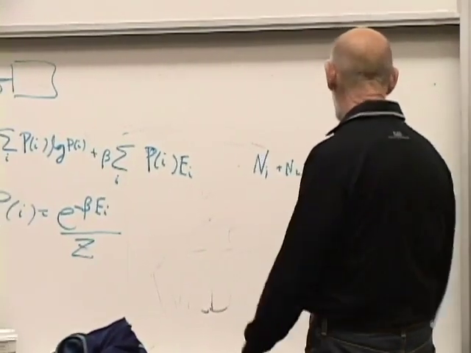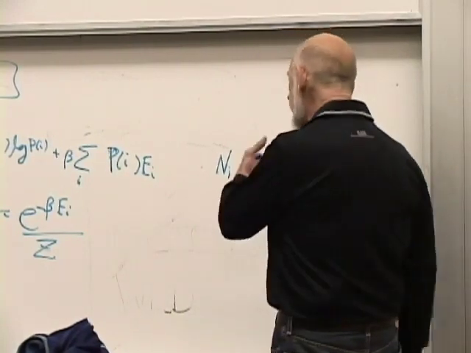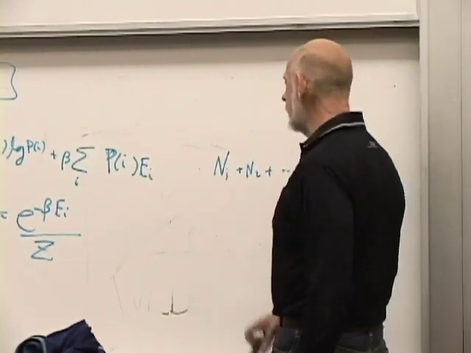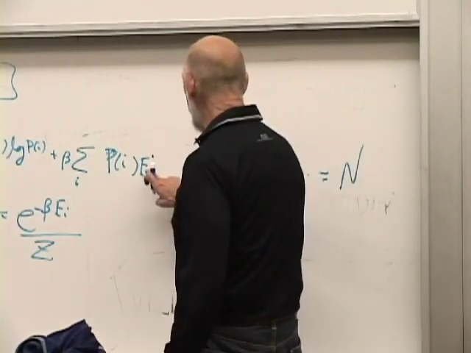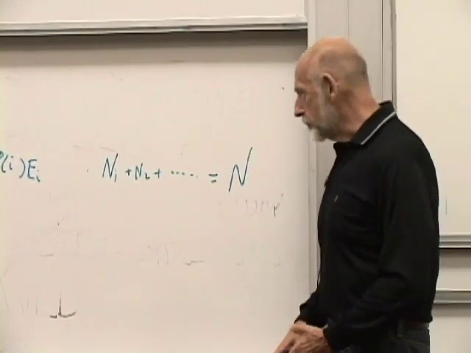It's there. All right, so there's another Lagrange multiplier that has to be added, and that Lagrange multiplier, instead of multiplying the energy, multiplies the number of particles in each box.